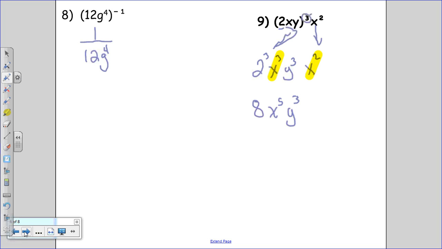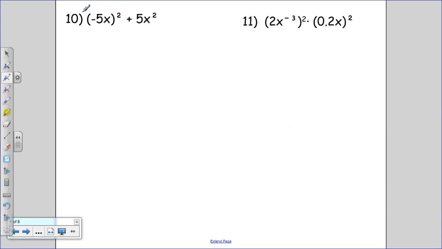Right, number 10. Negative 5x squared. So this has got those negatives in there again. Remember, when we're squaring a negative, we want to make sure we keep it like this with the parentheses because it changes our answer. And then we'll bring the rest of this down. So negative 5 squared is a positive 25. That just stays x squared. And this one is a 5x squared. Now, my x squareds are the same.